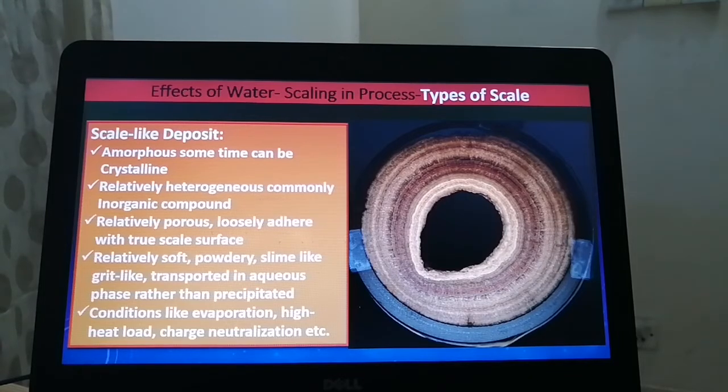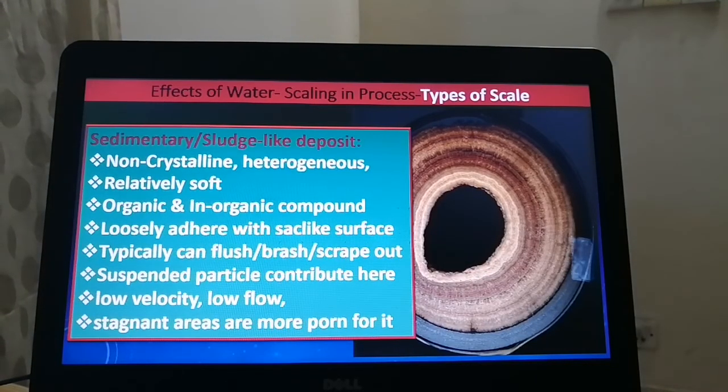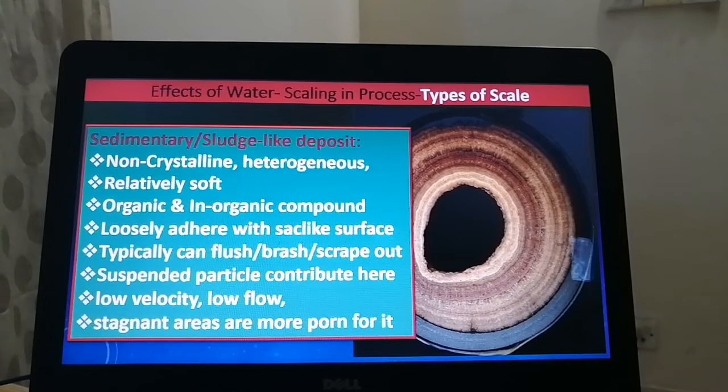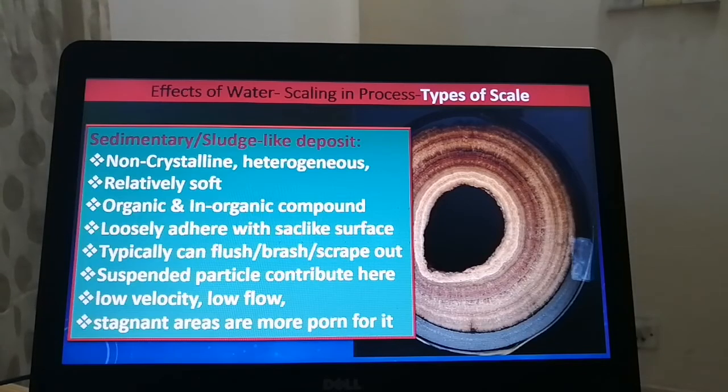Thank you very much. Now the third type of scaling, which we call sedimentary or slush-like scale. It is further loose, but it also comes from precipitation. But this precipitation is not very proper. It's non-crystalline, heterogeneous, relatively soft, softer than scale-like deposit. It can be organic and inorganic compounds, a mixture of inorganic, and there can be some slime inside. Typically, it adheres on the scale-like surface.